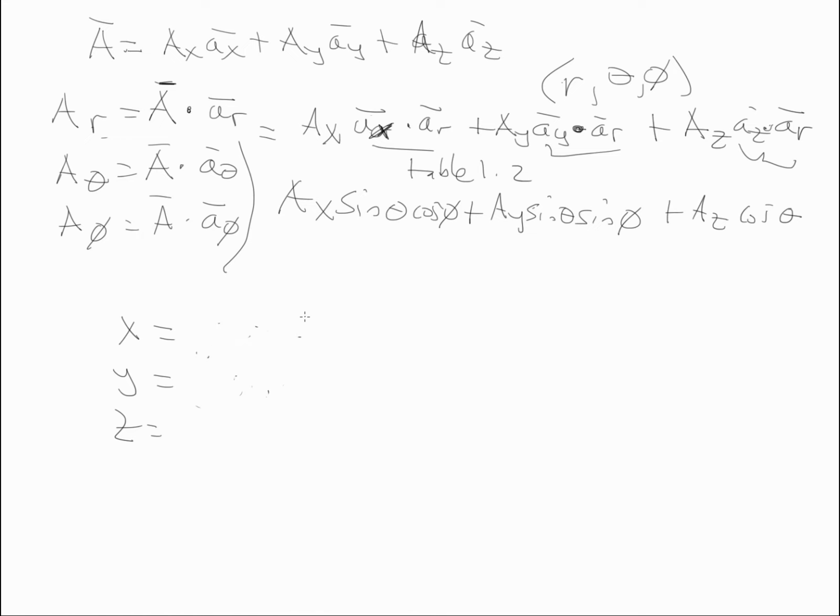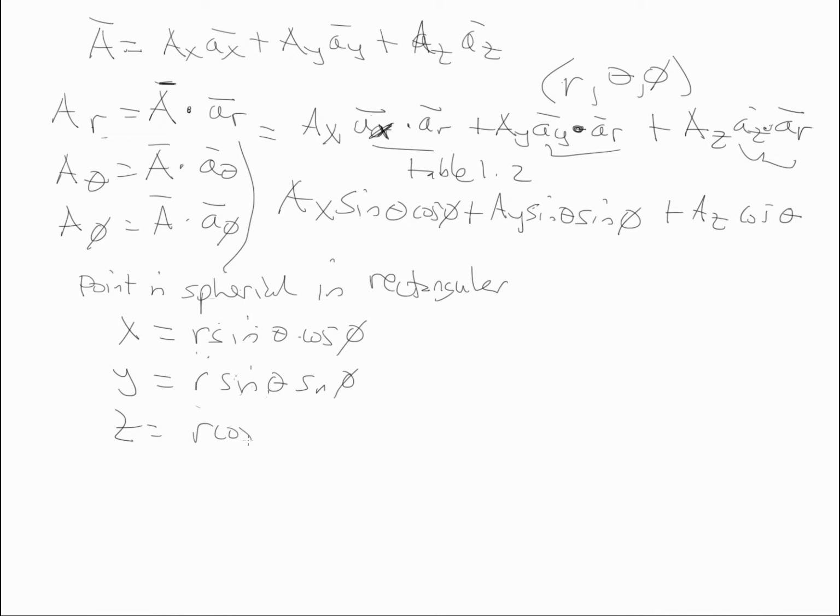So if you had a point in rectangular, or say, in this case, a point in spherical, and you wanted to convert it to a point in rectangular coordinates, then you'd use these formulas: R sine theta cosine phi, R sine theta sine phi, and then R cosine theta.